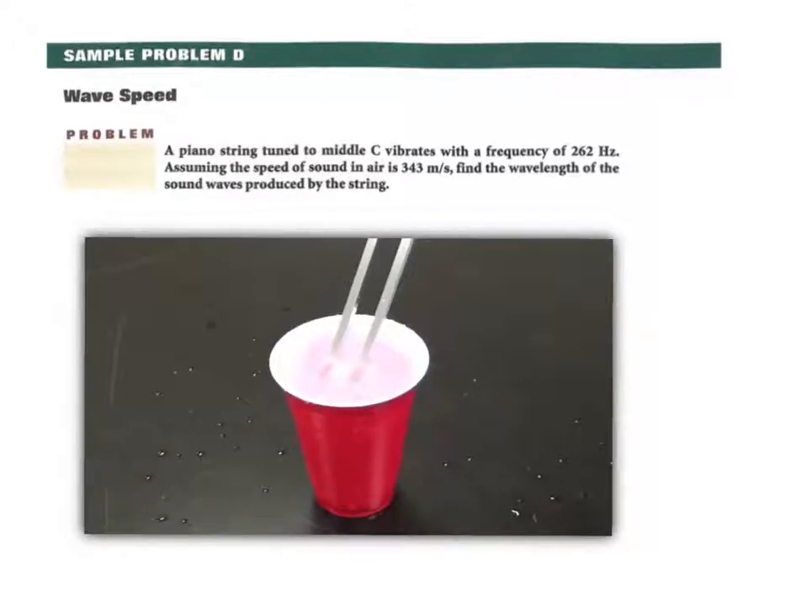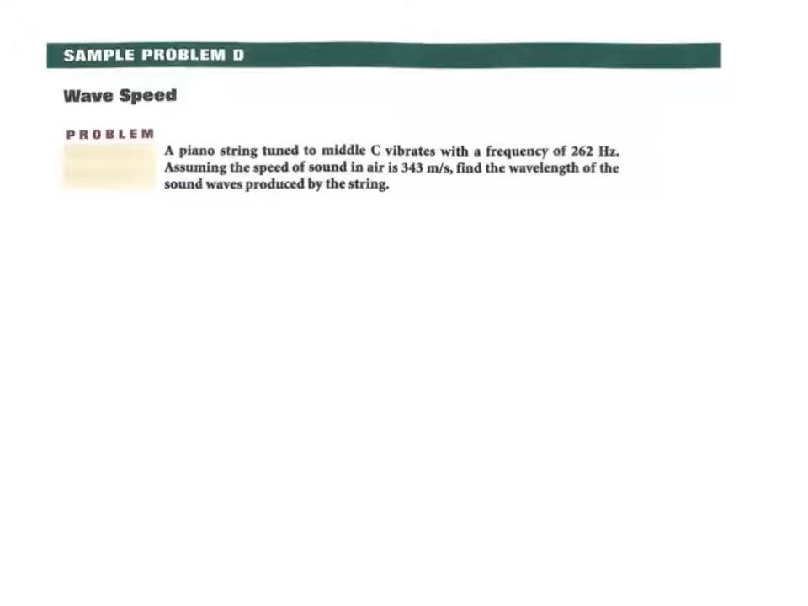So you see how a tuning fork, you can see it vibrating in that video, and you can hear the sound it produces. And so different size tuning forks produce different sounds, and that brings us to the problem, as this is a PP video, so we'll do a couple practice problems. We've got a piano string tuned to middle C, which means it vibrates so that the string or the tuning fork would vibrate back and forth 262 times a second. It says, assuming the speed of sound in air is 343 meters per second, find the wavelength of the sound waves produced by this string.